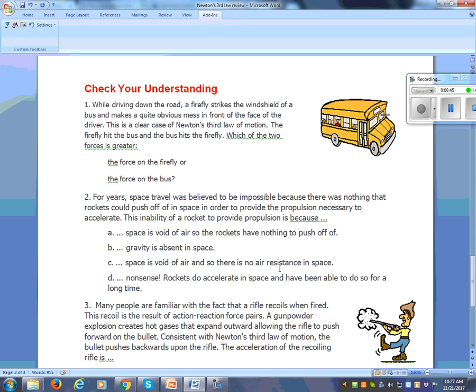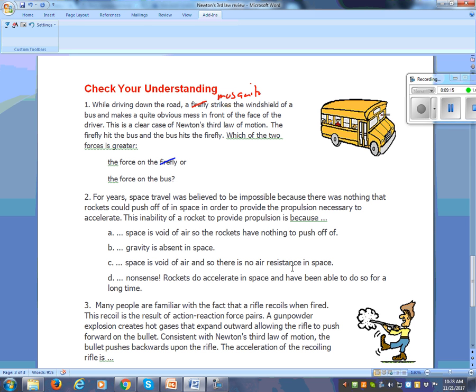Yeah. Okay, so when driving down the road, a firefly or a mosquito, let's say mosquito because we live in Canada, strikes the windshield of a bus and makes a quite obvious mess in front of the face of the driver. This is a clear case of Newton's third law of motion. The mosquito hits the bus and the bus hits the mosquito. Which of the two forces is greater? The force on the mosquito, or the force on the bus? Think about it for a second.